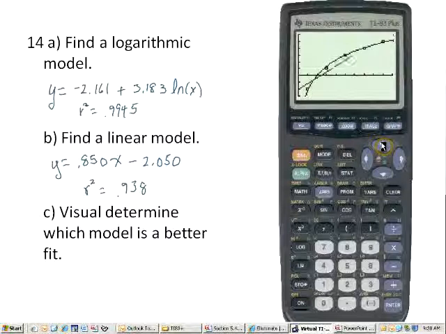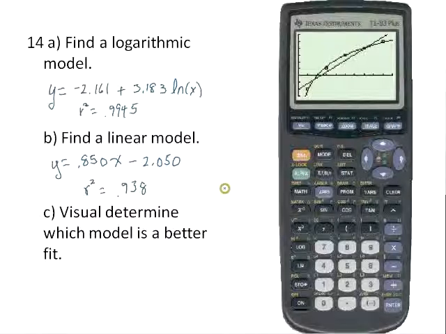Now let's graph these two models along with the original data. This is the logarithmic one, and we can see that this curve goes pretty close to all these, and so visually we can see that the logarithmic model appears to be a better model than the linear model. This then completes this particular exercise, looking at logarithmic models and then also comparing it to the linear model.